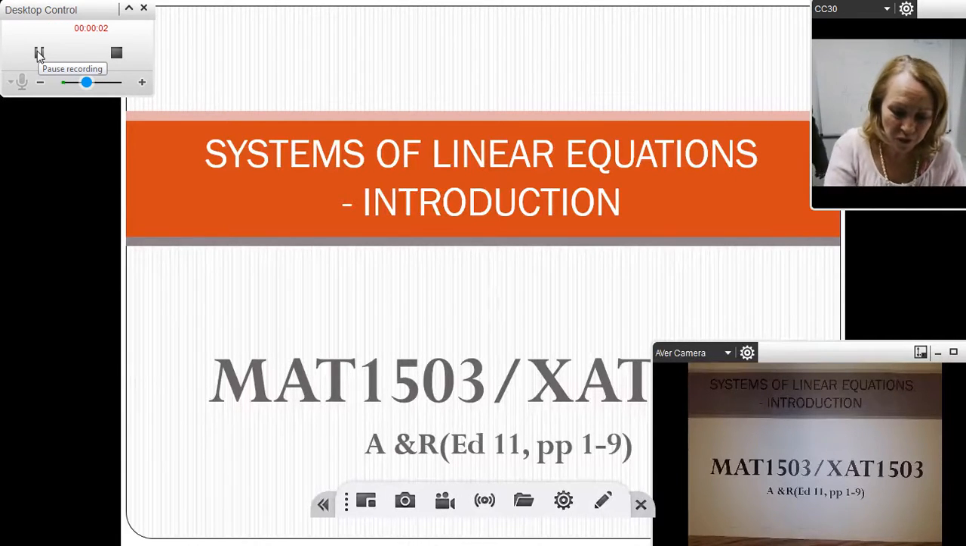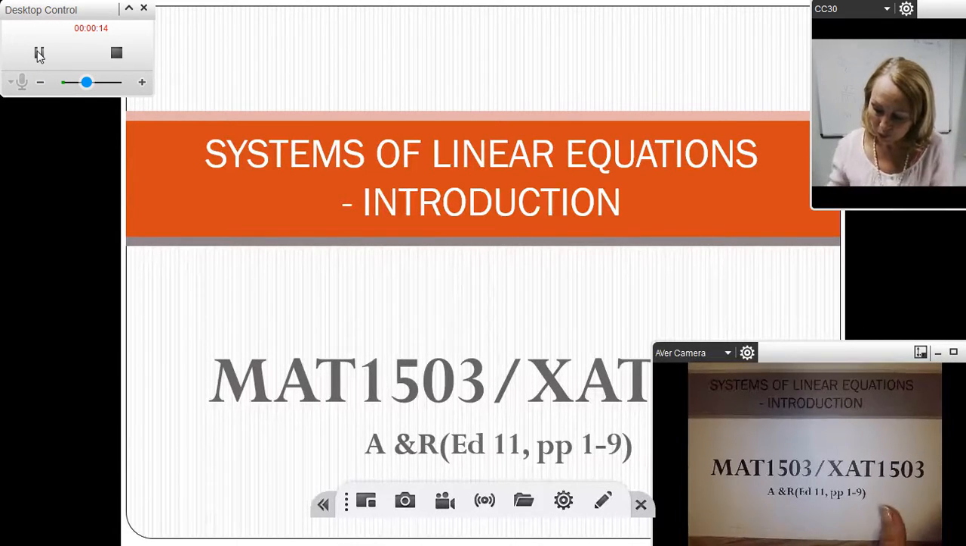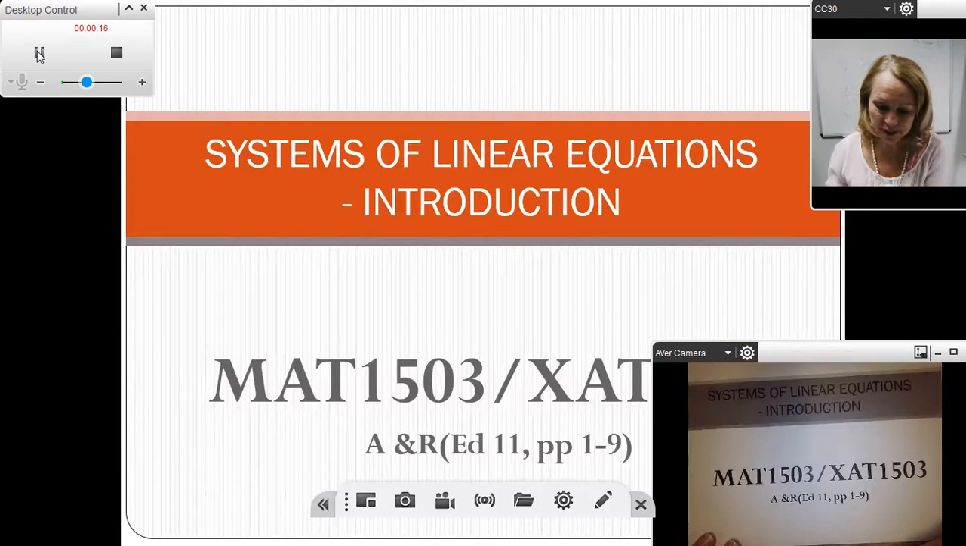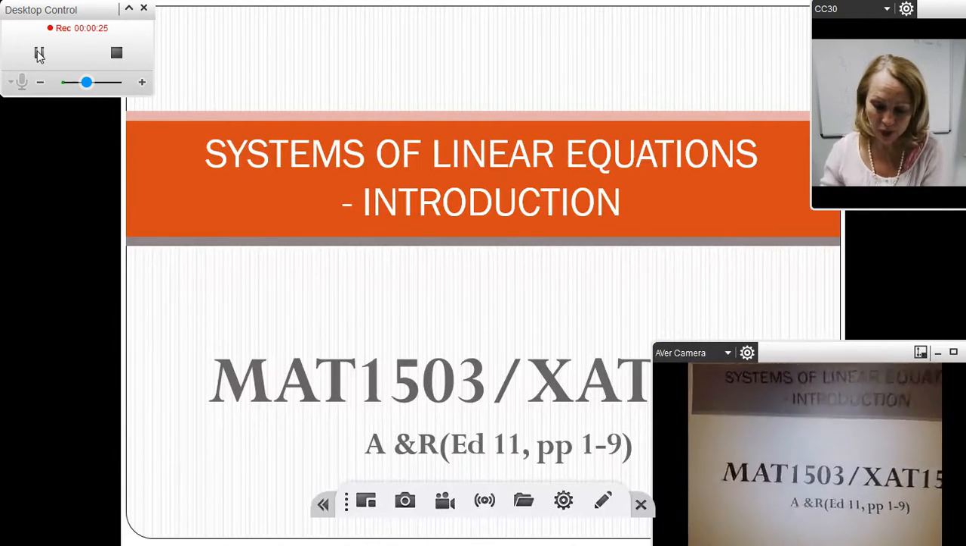Welcome to the first of a series of lectures in the Linear Algebra module, Math 1503, and in the Extended Science module, XAT 1503. We will be dealing with the introduction to systems of linear equations, which can be found on pages 1 to 9 in edition 11 of your prescribed textbook.